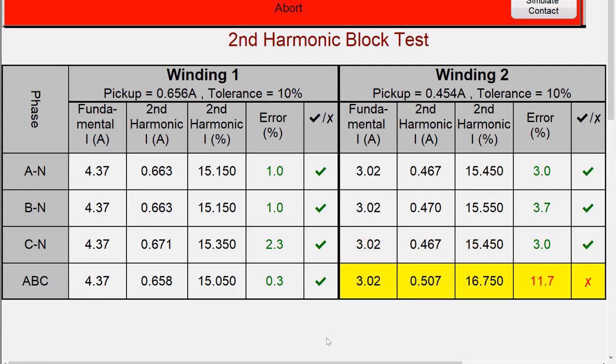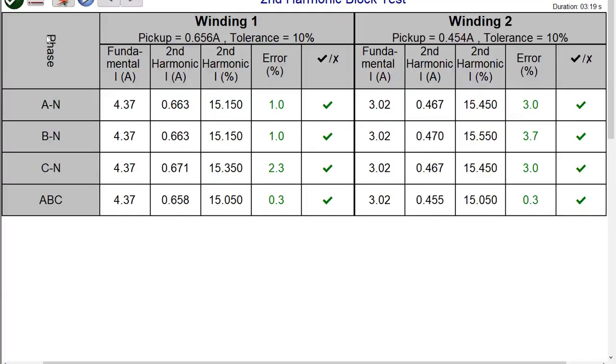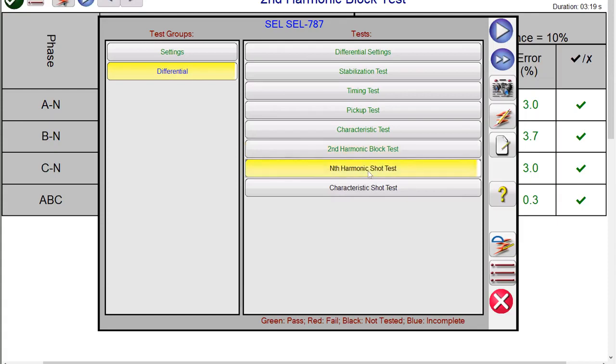So finally, we are into the last test on the screen, which is a 3-phase test for a second harmonic. And you can also perform this test the other way, wherein you can actually ramp up the harmonic from an operate zone to no operate zone. Now, there are different methods you can utilize to perform these tests.